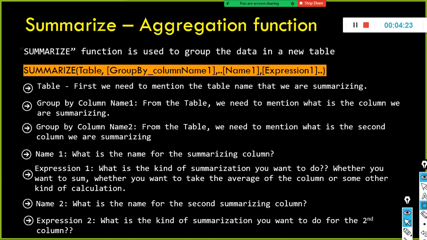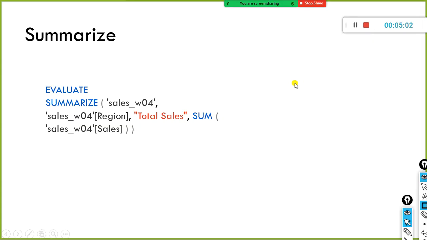First of all, what is a summarize function? It is an aggregation function. It is different from the sum function. In the case of summarize function, it returns a table. It creates a table. The first argument is supposed to be the table, and then the second one is the group by column name. You can specify whichever column that you want to group by. You can specify more than one column also here. And then the name for the summarized column. Supposing you want the sum of the sales, you can specify what name you want for that. And likewise you can specify more than one name and more than one expression also. So this is how we can use the summarize function.